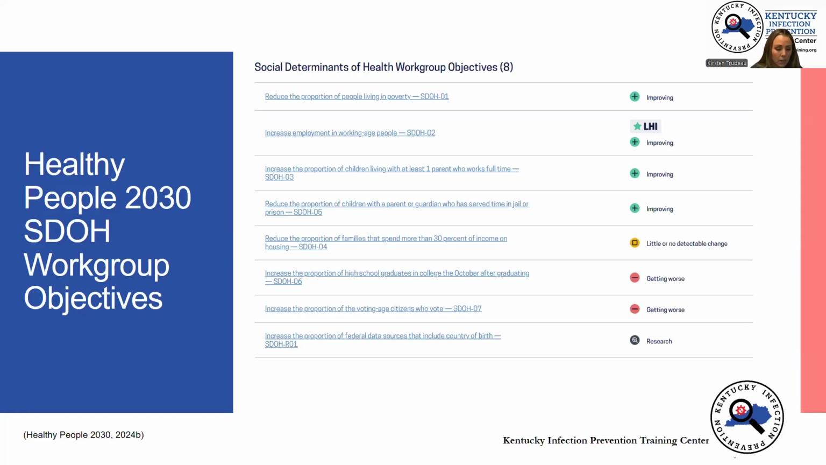And then increase the proportion of voting age citizens who vote. This is also getting worse. And to increase the proportion of federal data sources which include country of birth. This is a research objective. So you can see here that while there are several that are improving, there are some that have no change and are getting worse. So there is quite a bit of work still to be done.